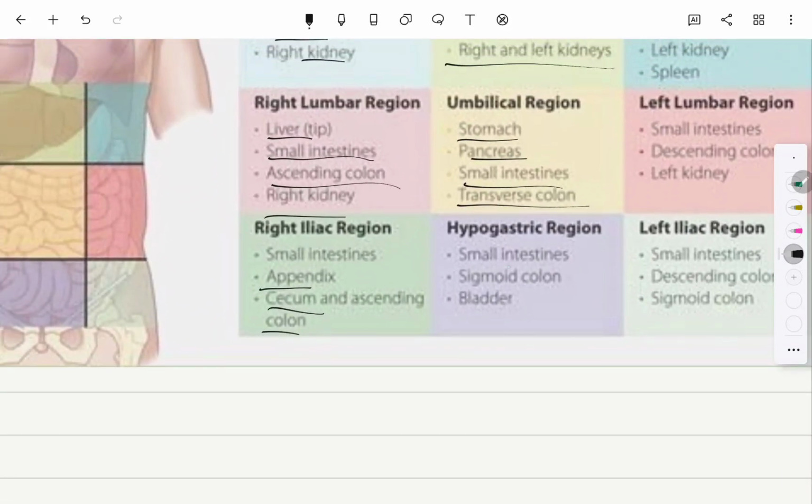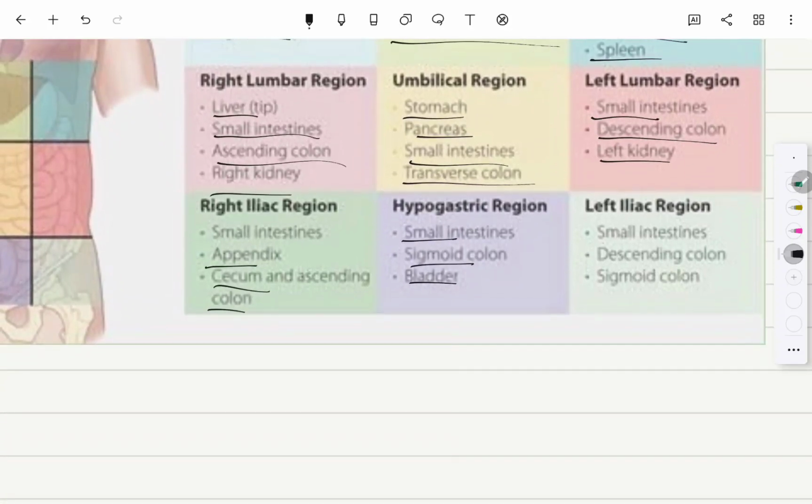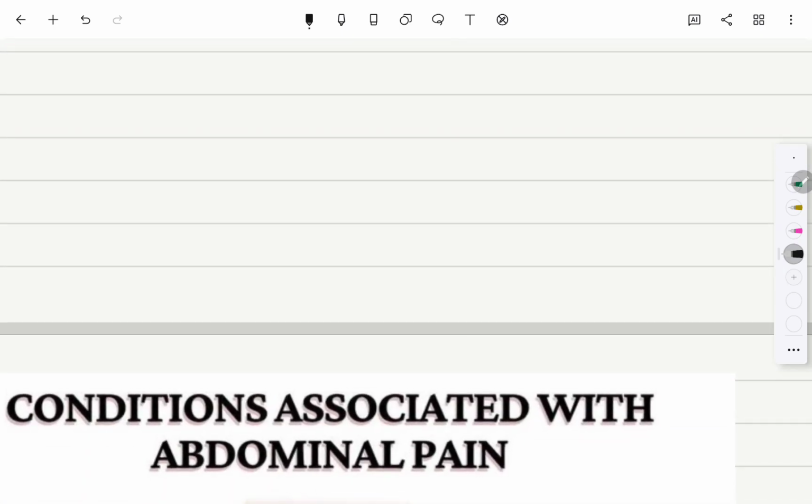Hypogastric region will be small intestine, sigmoid colon, bladder, and left hypochondrial area will be the stomach, liver, left kidney, spleen. Left lumbar region will be small intestine, descending colon, and left kidney. And finally, the left iliac region will be small intestine, descending colon, and sigmoid colon.